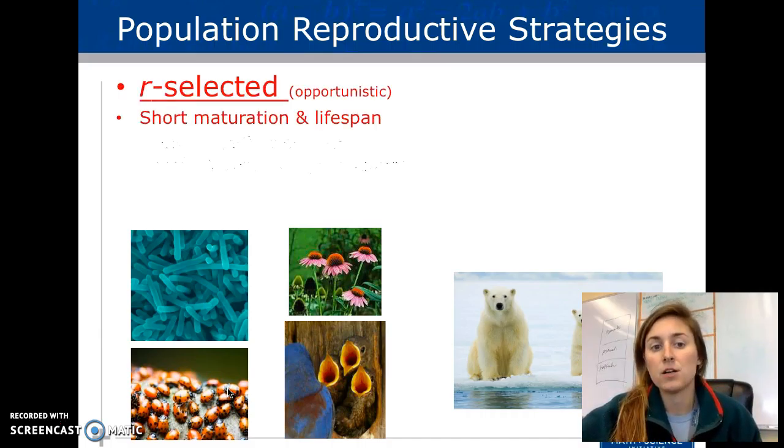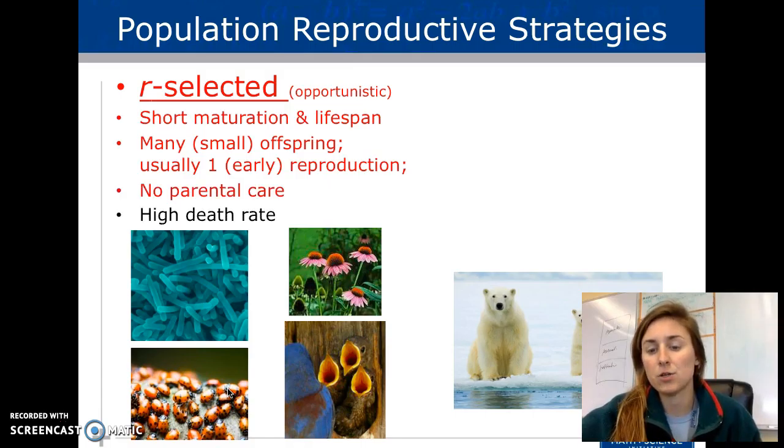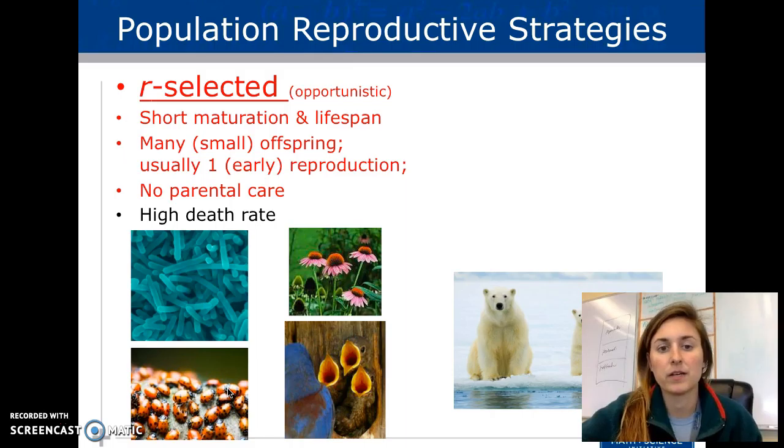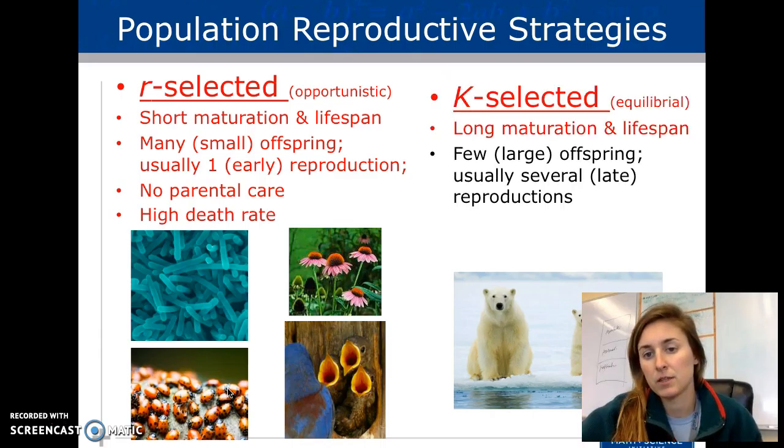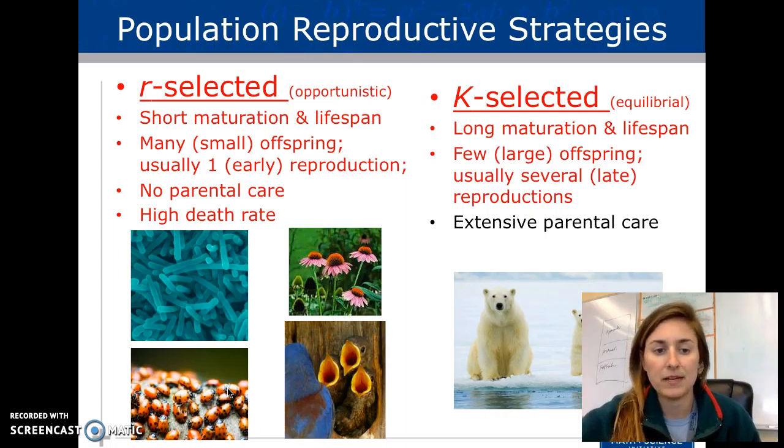Reproductive strategies are selected. R-selected is going to be your exponential growth, right? Short maturation and lifespan, lots of little offspring, reproduce really frequently, parents don't take care of them, high death rate, but the population can grow very fast, very large if there's no limiting factors. K-selected is going to be long maturation and lifespan. They give birth to one baby very infrequently, and there's a lot of parent care because if that one dies, that's the one offspring that dies.